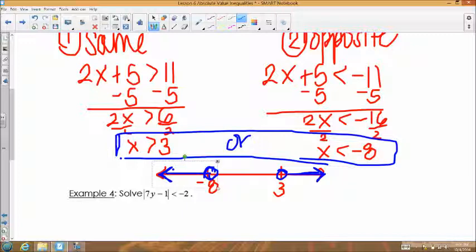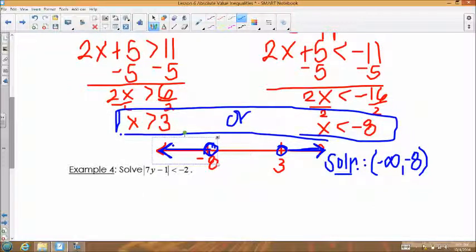Looking at it on a number line can help us write it in interval notation. So in interval notation, negative infinity to -8. Notice I'm using open brackets around all of them because I'm not including it. We never include infinity, we only approach it, so that's why infinity is always an open bracket. And then 3 to positive infinity. So that would be your solution for that one.